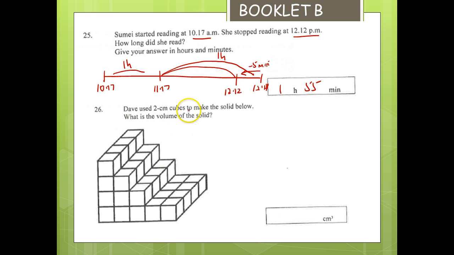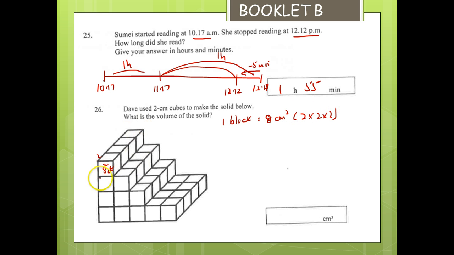Dave used 2 centimeter cubes to make the solid block. So I know each one is 2, 2, 2. Each block is 8 cm cube. One block, 8 cm cube. How do I get this? It's 2 times 2 times 2.